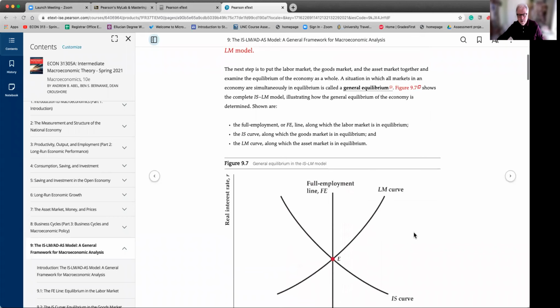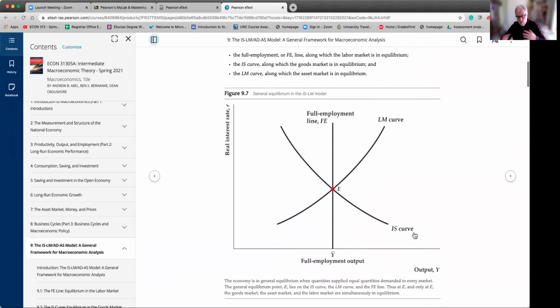The full employment line, the LM curve, the IS curve, all in one graph, right? So this represents general equilibrium in the economy. That point E on this graph represents general equilibrium in the economy. Here's the way to think about this: any point on this LM curve, the asset market is in equilibrium. Any point on the IS curve, the goods market is in equilibrium. Remember, it's the equilibrium level of real interest at any level of GDP, right? And then the full employment line represents equilibrium in the labor market.